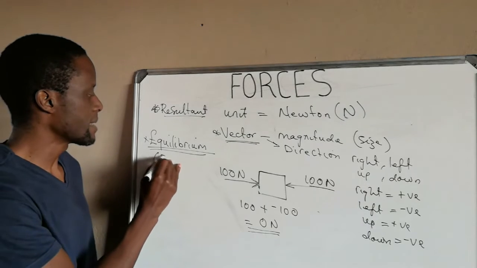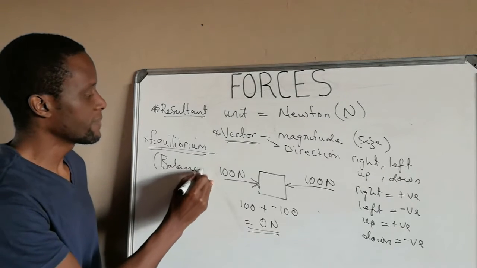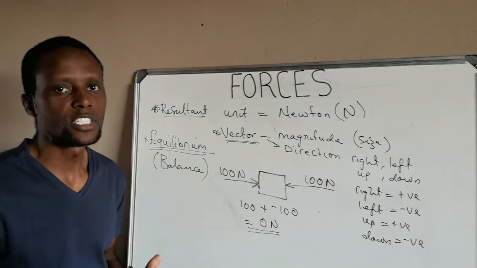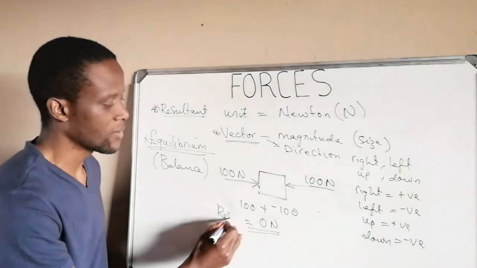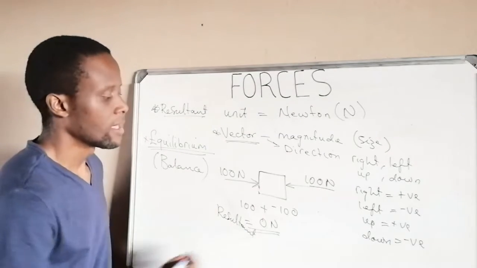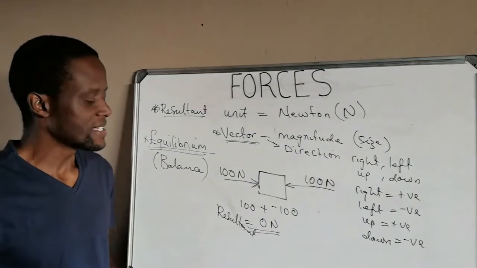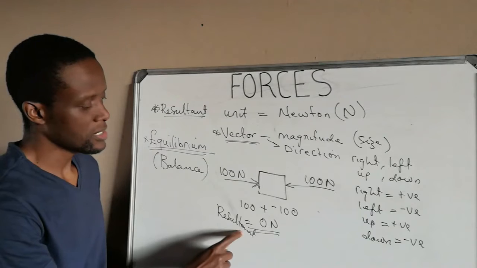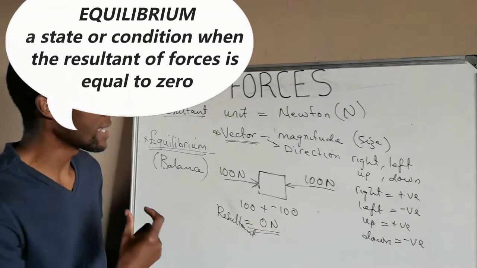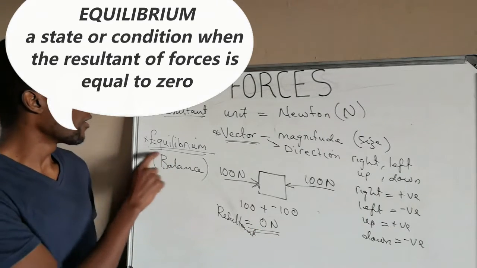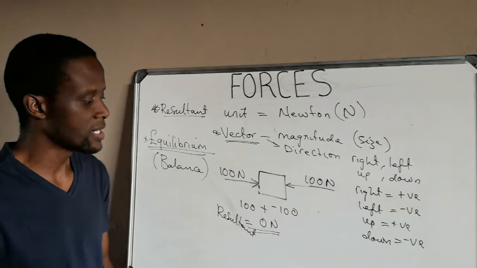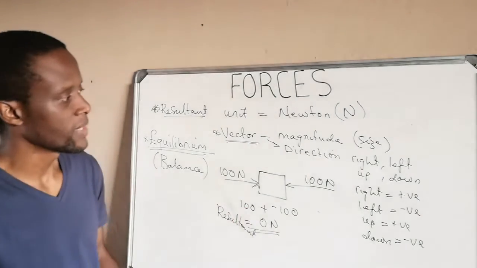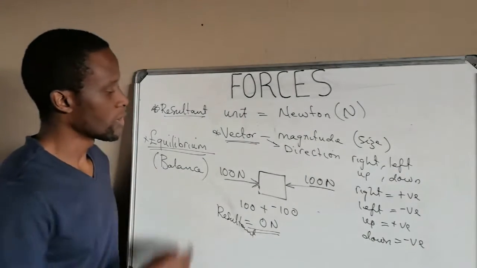Equilibrium simply means balance. So equilibrium is a state or a condition where the net force, after we calculate all the forces, our resultant force, is equal to 0. So it is a condition or a state of balance. Equilibrium is a condition when the resultant of forces is equal to 0. That is what we will call equilibrium.